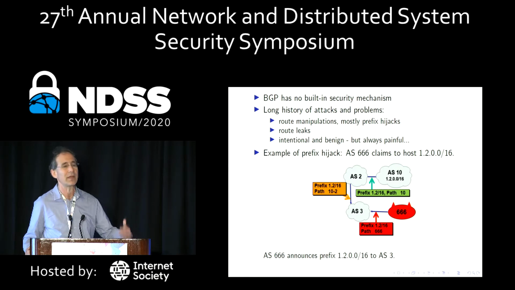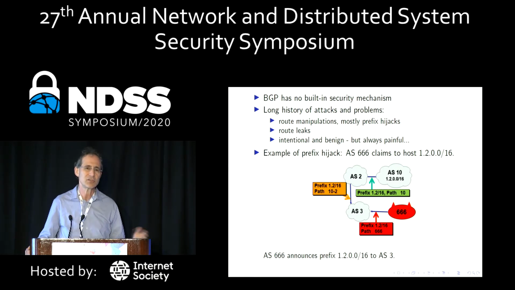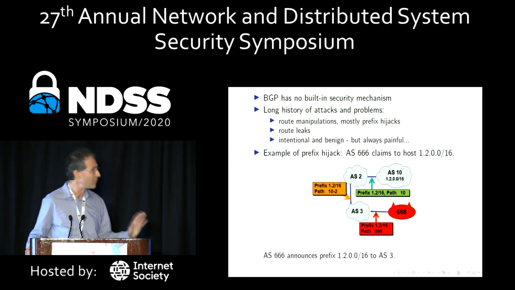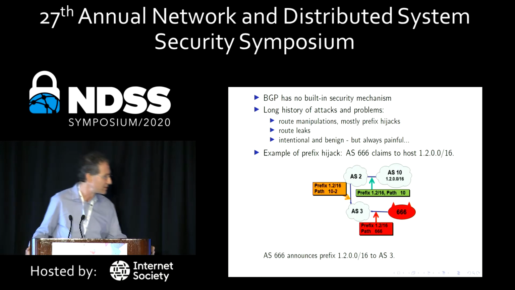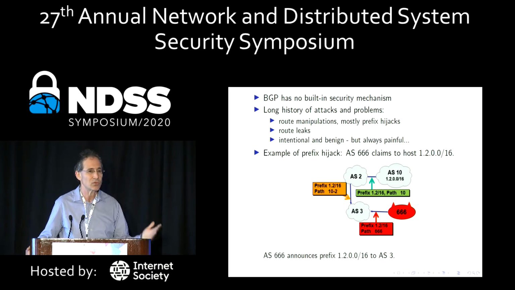Prefix hijacks, by the way, many times are intentional and malicious. Route leakage is usually benign. We focus on the prefix hijacks. And this is a simple example. You see I've added just one more AS, this bad AS 666. And that AS is announcing the same prefix, although it was not assigned this block of IP addresses.